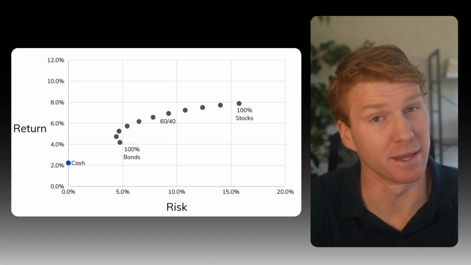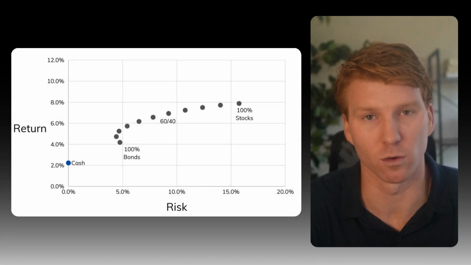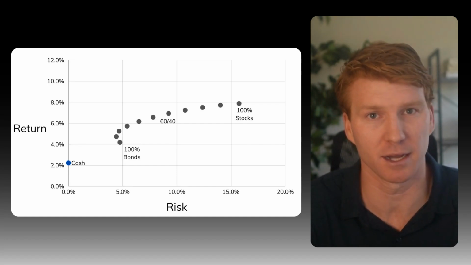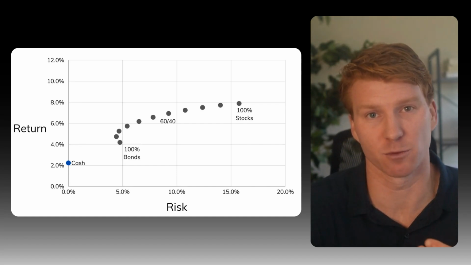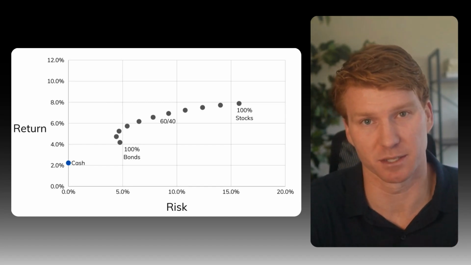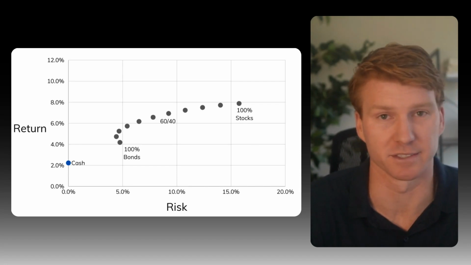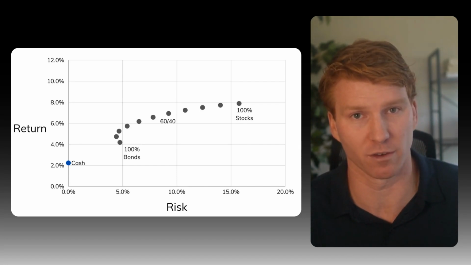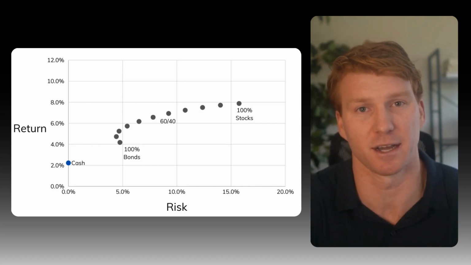Using data from mid-1996 through 2024, you can see how these conventional portfolios composed of stocks and bonds would plot on the risk and return graph. Here we're looking at different combinations of stocks and bonds in 10% increments. So starting at 100% bonds, up through the 60-40 portfolio, all the way to 100% in stocks.